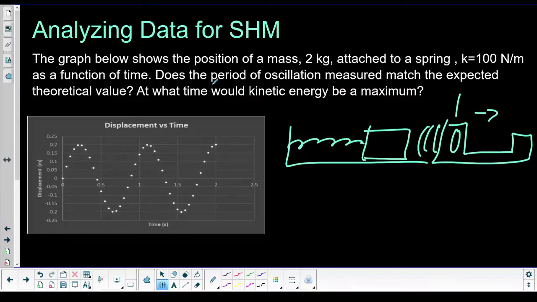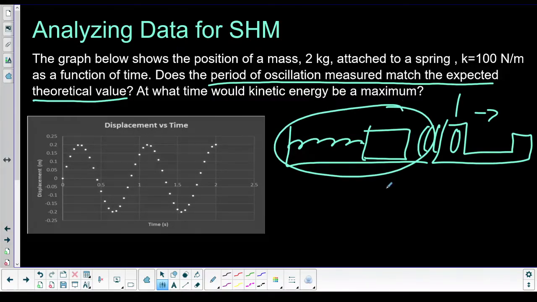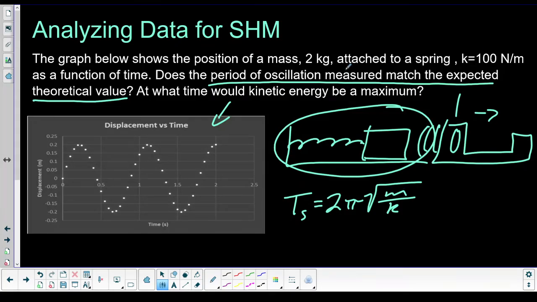So they want to know, does the period of oscillation measured match the expected theoretical value? What does that mean? It means they want us to calculate the period of this system using an equation and compare the answer we get to this graph. So let's do that. The period for a spring simple harmonic oscillator is 2 pi times the square root of m over k. M is the mass, which is 2 kilograms here. K is 100. So we're just doing 2 pi times the square root of 2 over 100.